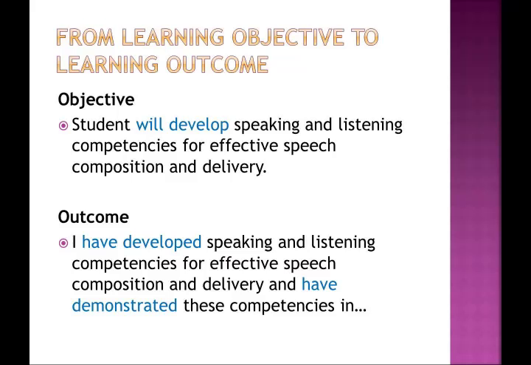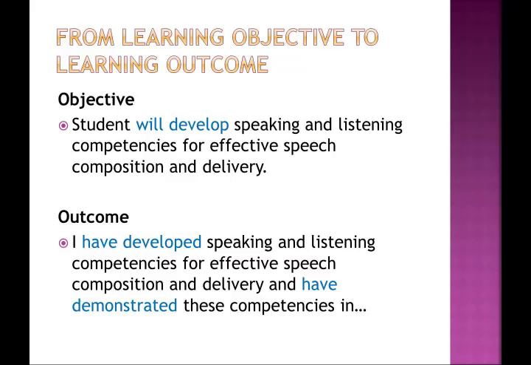So on the screen you can see the objective. That's what students look at when they're starting a class. So they're saying, what am I going to get out of this class? What are the objectives? And for this example, the student will develop speaking and listening competencies for effective speech composition and delivery. So that's what the student will get out of this class through the activities, the assignments, the assessments, everything in that class. Now what you have is learning outcomes because you have already learned this information.